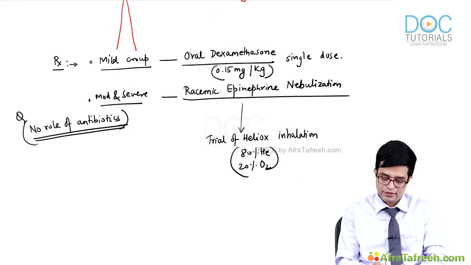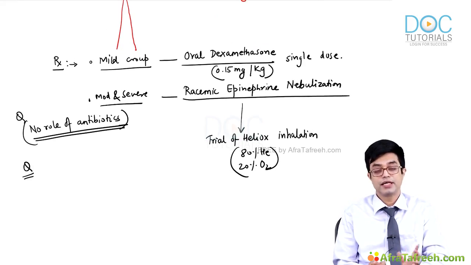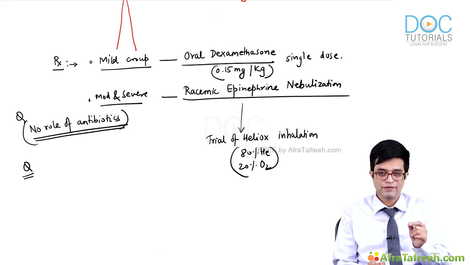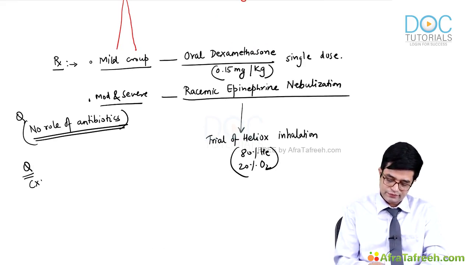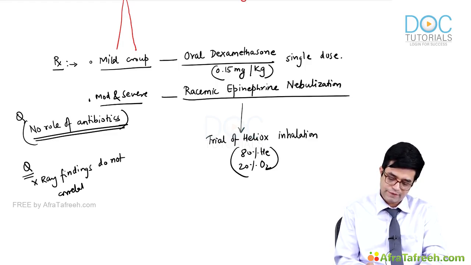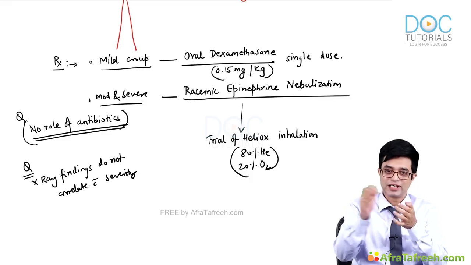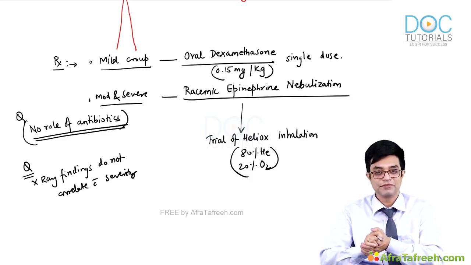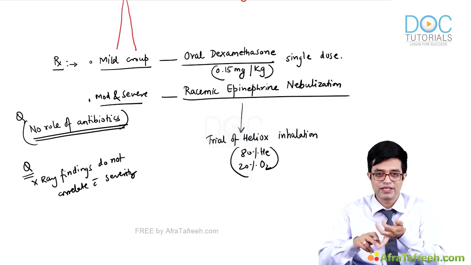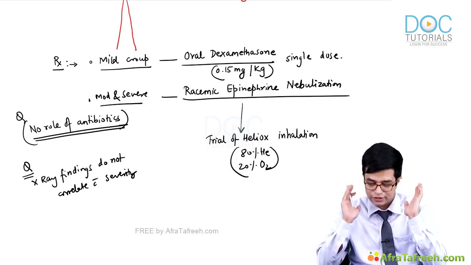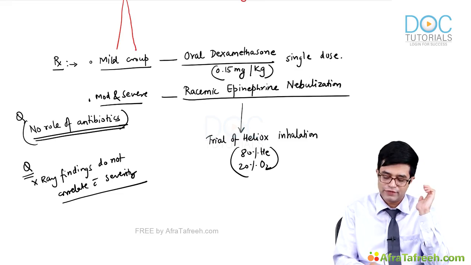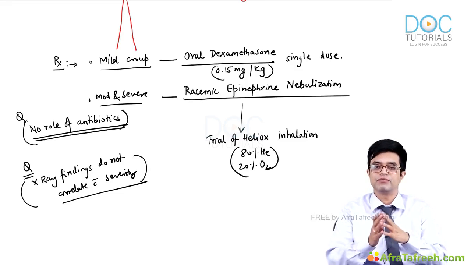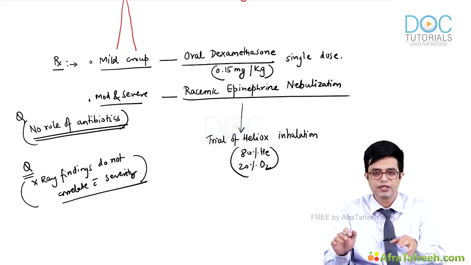Old MCQ. Another MCQ asked in the JIPMER entrance exam, taken directly from Nelson. Nelson has a line which says X-ray findings do not correlate with severity. That is why, when we looked at severity, mild, moderate, severe, we did not talk about the X-ray findings. It was the general appearance, stridor, respiratory distress and SpO2 that we took into consideration. So X-ray findings do not correlate with severity. It was a statement-based question asked in the JIPMER entrance exam. So we have finished the entire topic inside out.